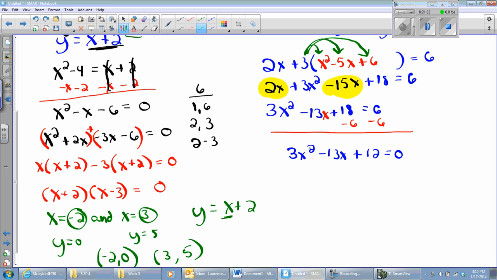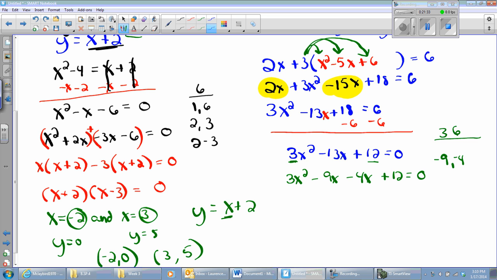The lead coefficient isn't 1, so I have to multiply 3 times 12 and get 36. So I'm going to need two factors of 36 that add to get 13. Well, I'm thinking 9 and 4, and I'm thinking that they're both going to be negative. So I'm going to have 3x squared minus 9x minus 4x plus 12, and that's going to equal 0.